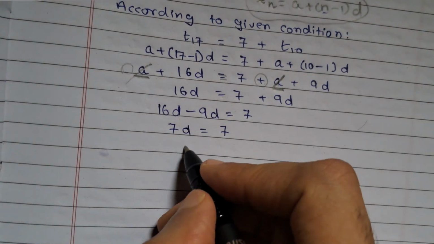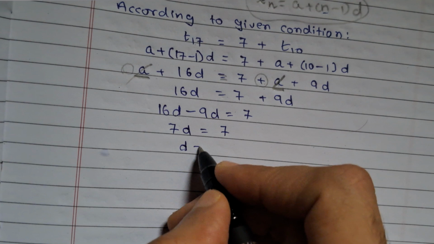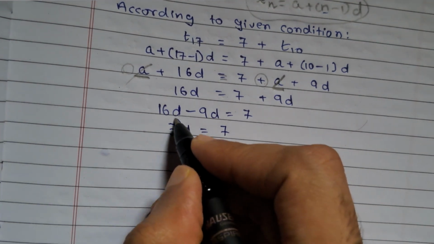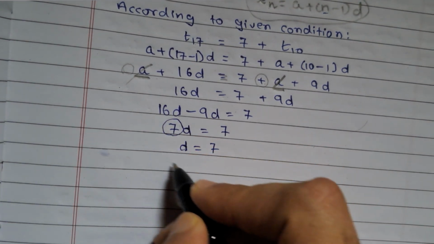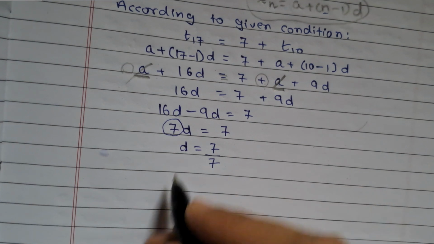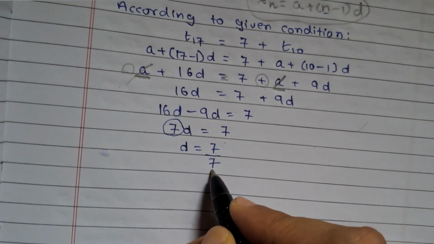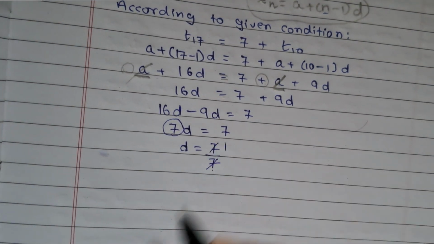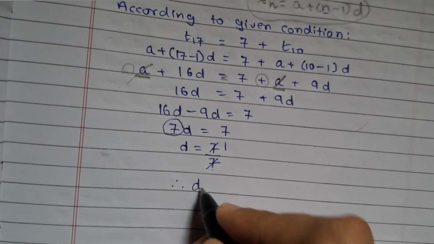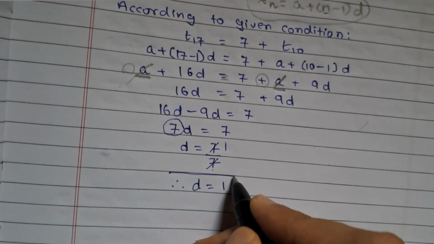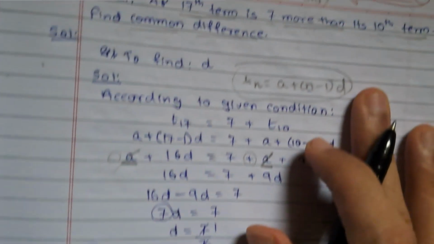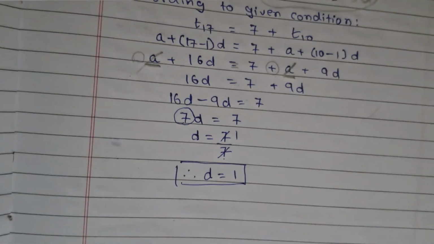Finally, my aim was to find the common difference, that is D. To get that, what should I do? This 7 is getting multiplied over here, right? I should bring it over here and divide. So this 7 will come down, which means over here, 7 will get cancelled. What am I left with finally? D equal to 1. And that's what the question was. Find D. So D is 1.